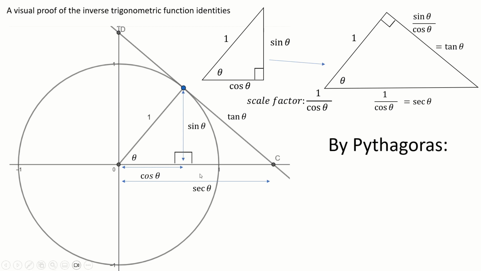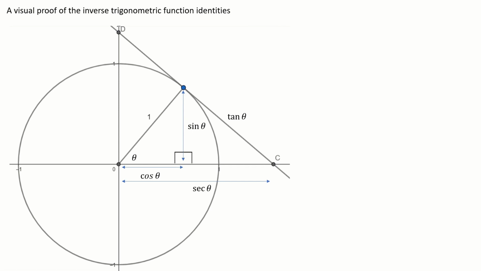And of course, the other thing we can see from this picture is by Pythagoras. Look at this triangle here. 1 squared plus tan squared is sec squared, and you may have seen that identity before because it is in this chapter as well. Cool. Let's do another one then.